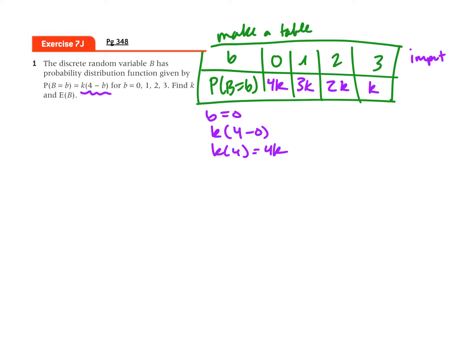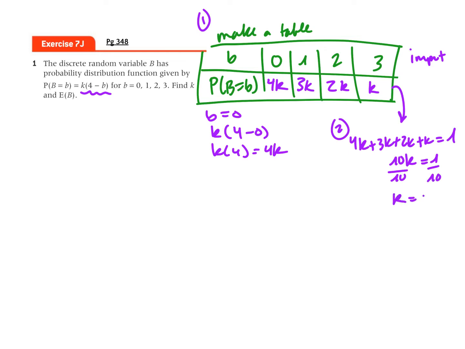The next thing that has to be true is that 4k plus 3k plus 2k plus k has to equal 1. Kabish? When you add all these up, you get 10k. When you solve for k, you get k equals 1/10.